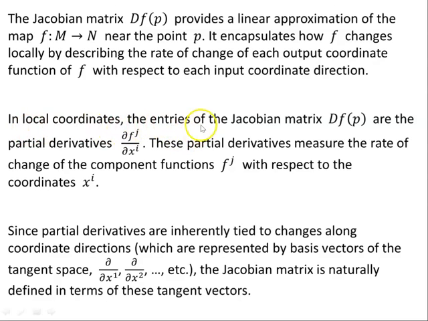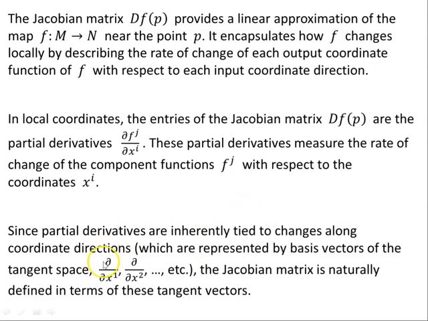So in local coordinates, the entries of the Jacobian matrix df of P are the partial derivatives, partial fj over partial xi, and these partial derivatives measure the rate of change of the component functions fj with respect to the coordinates xi in each of the separate directions. So when i is 1, you have the x direction. When i is 2, you have the y direction. When i is 3, you have the z direction, and so on, if you want to think of it that way.